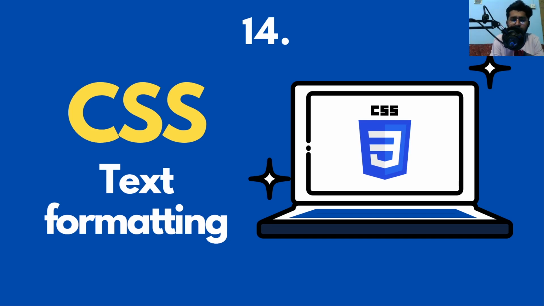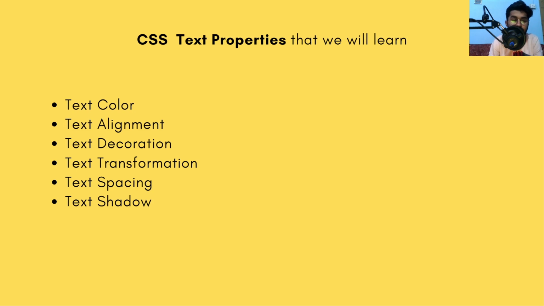This is Fahad and this video is about text formatting in CSS. In this video, we're going to learn about the text properties in CSS. We're going to learn about color, alignment, decoration, transformation, spacing, and shadow.